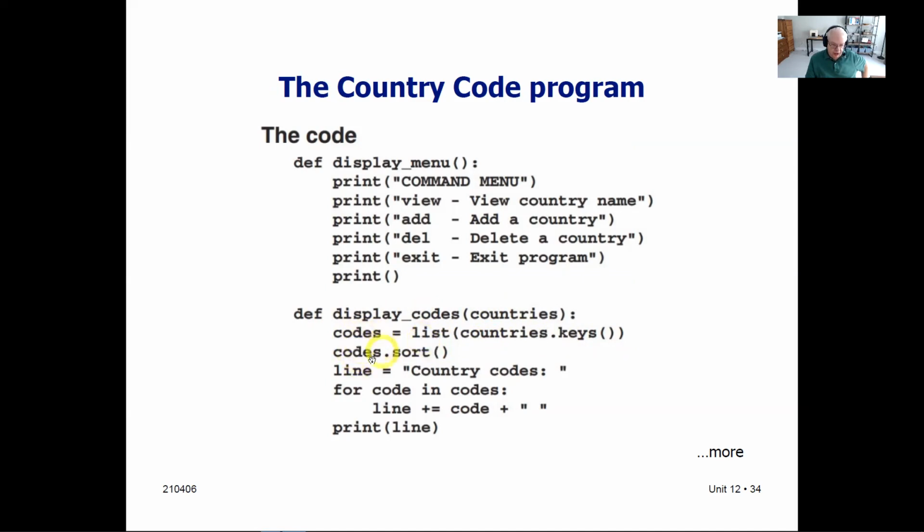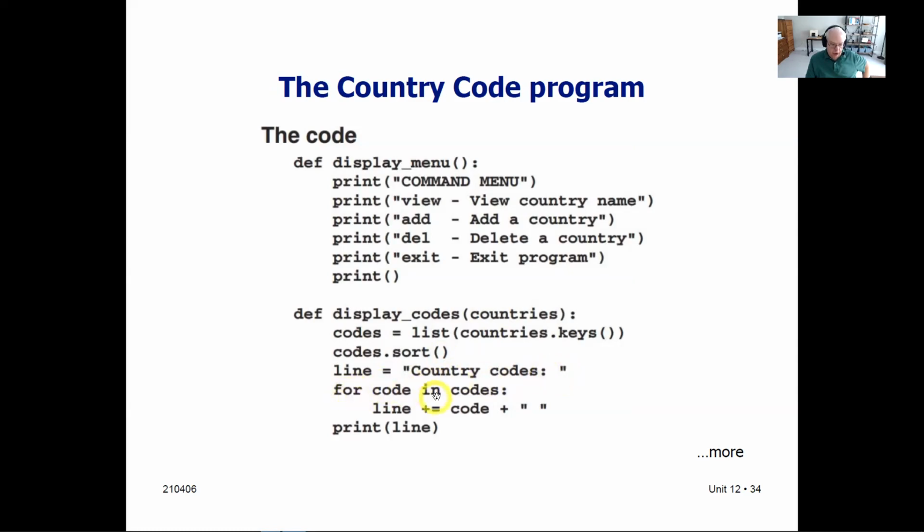Now that it is a list, we can sort it. So using the codes list with the sort method of that list, we can sort it into alphabetical order. And now we start building that line. So line is an object. We're going to start off with a string on that object, which is "country codes: ".